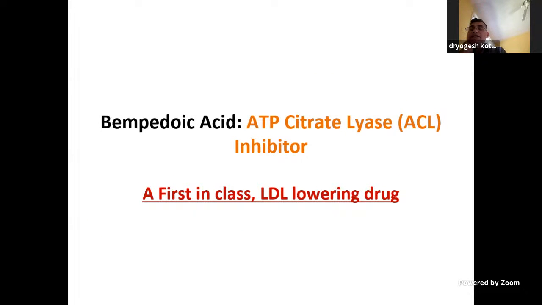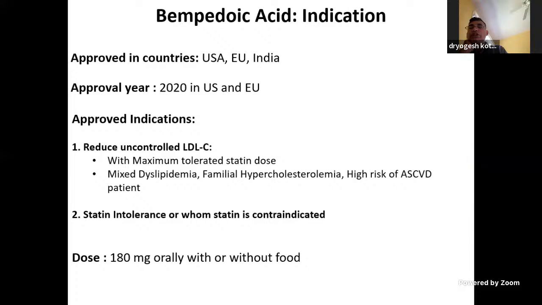So bempedoic acid is a very unique drug. It is a first-in-class drug in this class of molecules. And definitely more research would happen and more molecules would come out in the future. But this is the first molecule in this class.